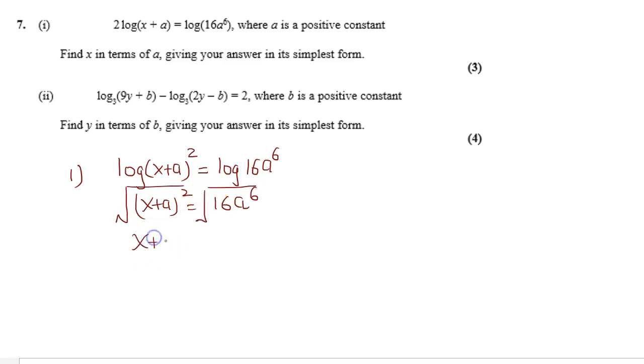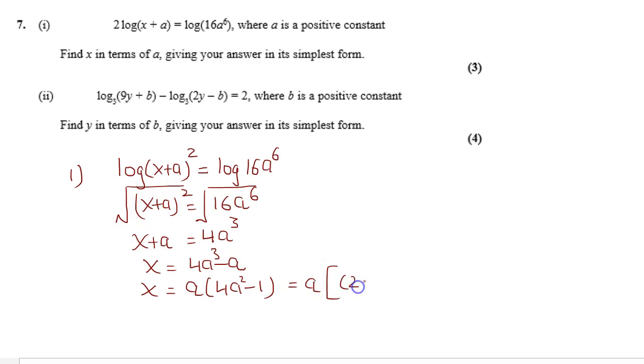So we have x + a is equal to the root of 16, which is 4, a^3. So x will be 4a^3 minus a. So x will be, we can take a common here, so this will be a(4a^2 - 1). So this 4a^2 - 1 can be written as (2a)^2 - 1^2.